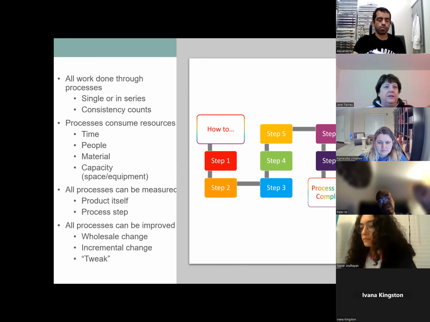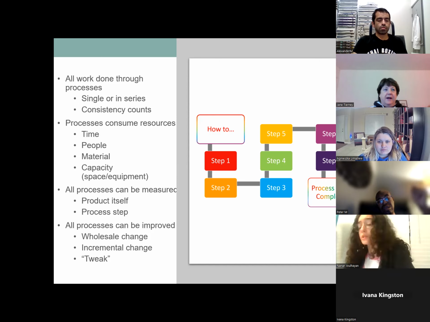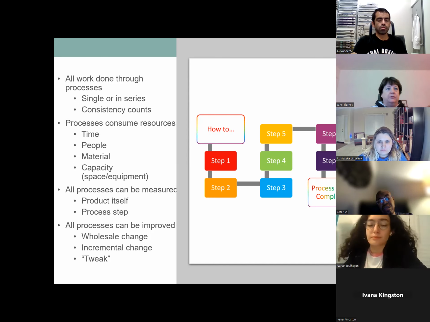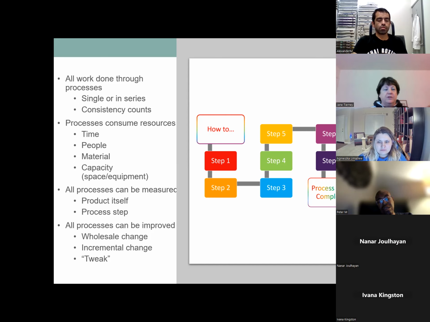So what things can we do at the same time? So in series or in parallel, we're looking at the time, the people, the material, and then how much space, how much equipment we need in order to do that. So we're looking at the resources involved, and then the time and the space that we need in order to do that. We're trying to measure that and looking at, what can we measure?